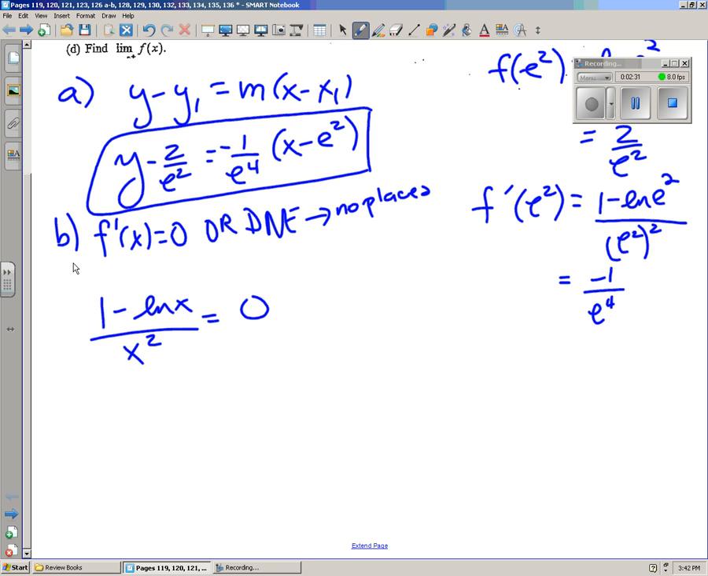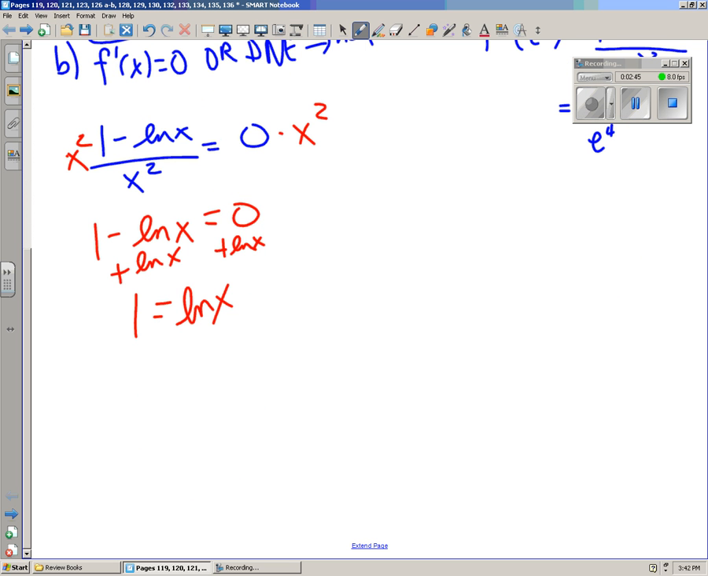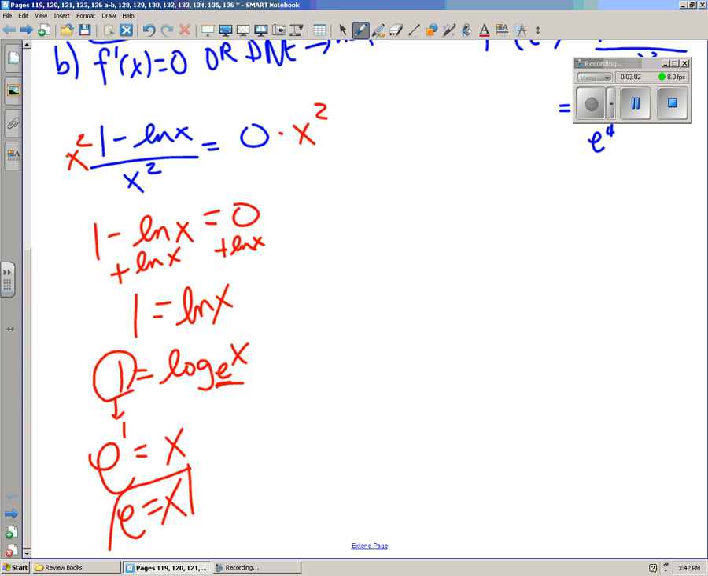Multiply both sides of the equation by x squared, and you'll get 1 minus ln of x equals 0. Adding natural log of x over, you get 1 is natural log of x, which if you're good at, you'll know that natural log of e is 1. But if you're not sure about that, this is log base e of x. So the base becomes big, this is the power, becomes the exponent, equals x. So x is equal to e. So there is your critical value. That would be like 1 point of this question.